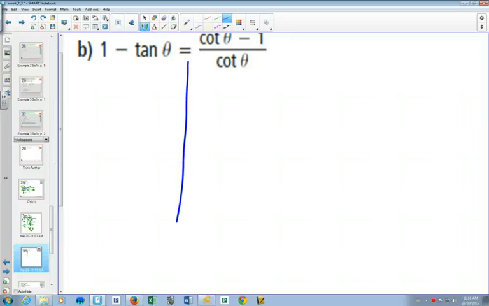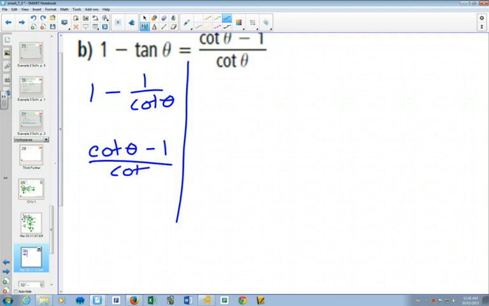I split it here. Maybe I decide to change tangent to 1 over cotangent. And then 1 is cotangent over cotangent, which would allow me to go common denominator and add them up. And now I'm done. And that seems a lot shorter, no fraction over fractions. Maybe that's nicer. Is that a nicer proof? Yeah. Okay. Look at mine, it makes no sense. Can't see anything.